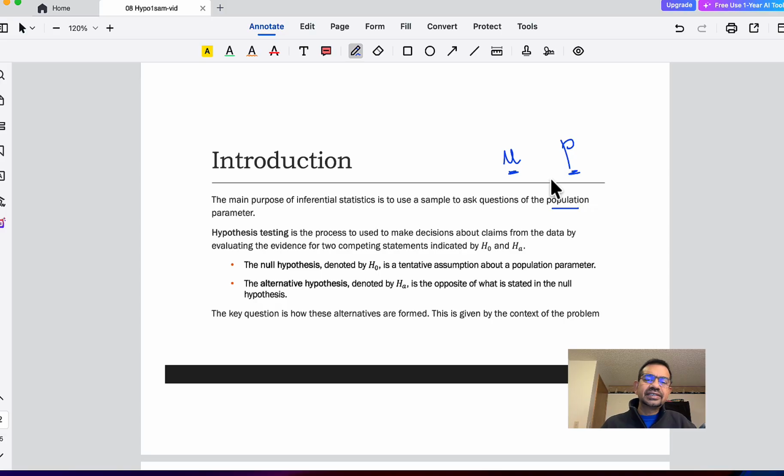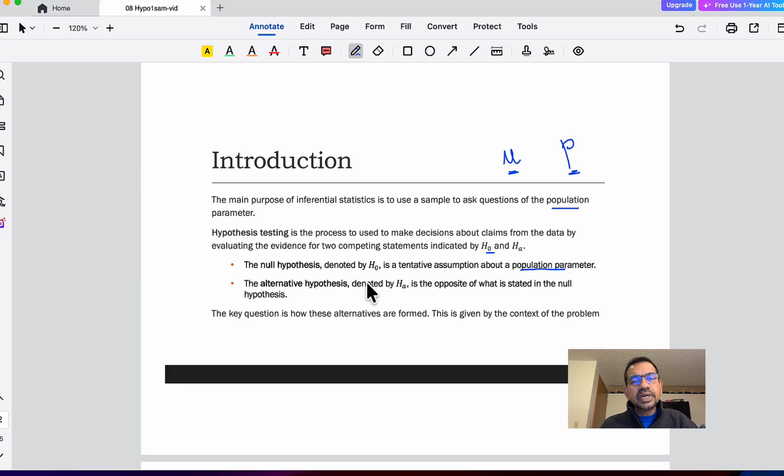This process that is used to make decisions about claims from the data by evaluating two competing statements is called hypothesis testing. These competing statements are denoted by H0, or the null hypothesis. This is the tentative assumption we make about the population parameter. And the alternative hypothesis is the opposite of what is stated in the null hypothesis.